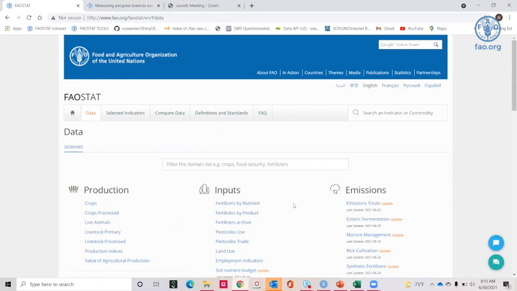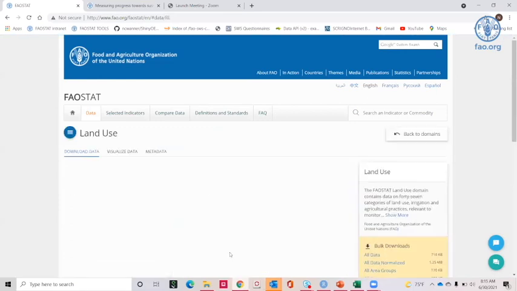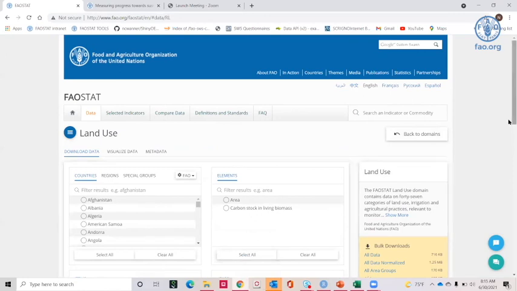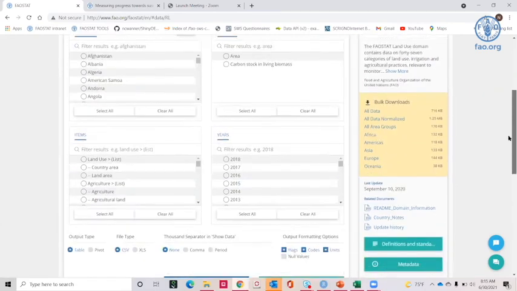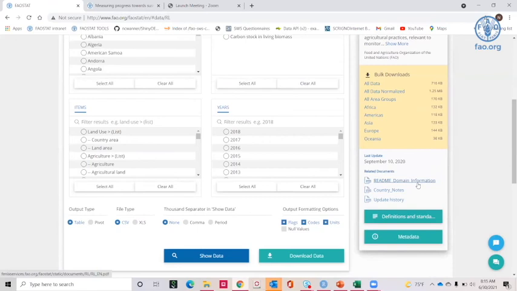Then more in general, for more information on the specific domain, what you can do is you can click on the actual domain. We have data available in bulk downloads as well as country, item, element, and year selections. And I'd like to point also to the related documents for each of the domains, which have some information on the methodologies, the update history, and the country notes. So if you're interested in specific information for your country, you can also find information in the country notes.